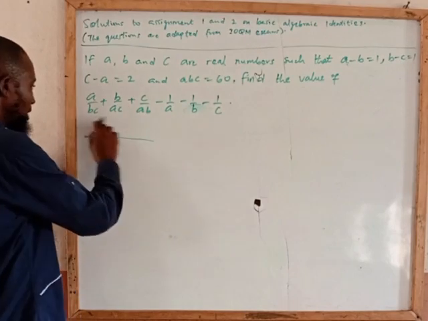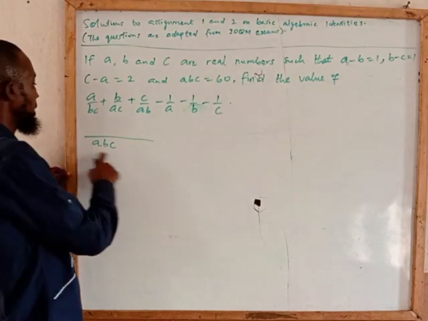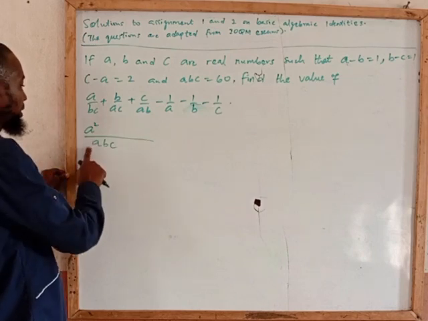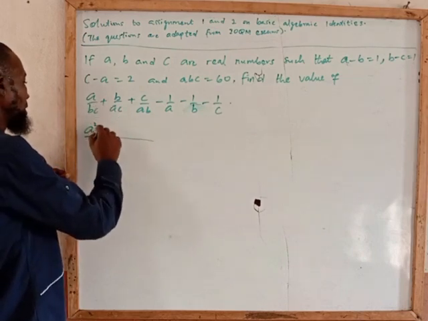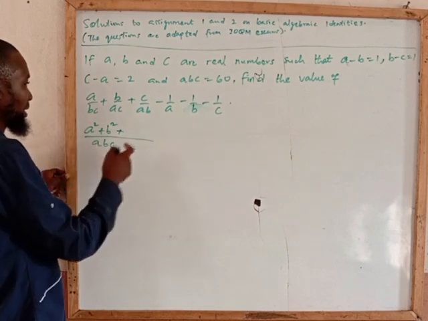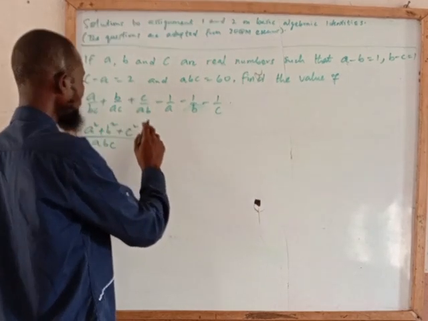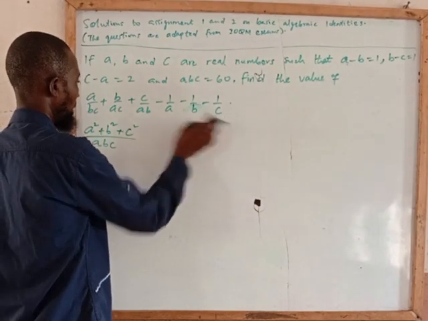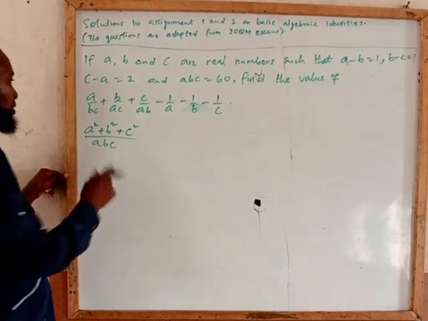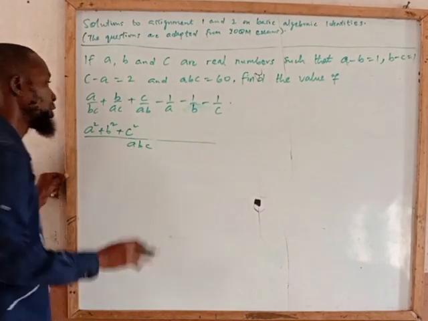So we can see this gives the LCM of ABC. BC in ABC gives A times A, that is A squared. AC in ABC gives B times B, that is B squared. Plus AB in ABC gives C times C, that is C squared. So let me now combine all of this, or why not treat it together? Let's treat everything together. So the LCM still remains ABC.